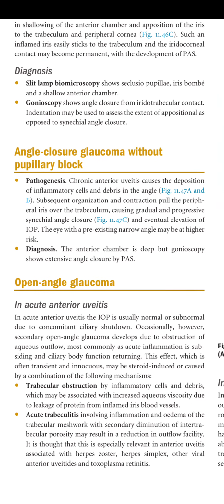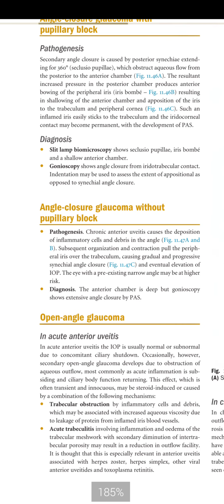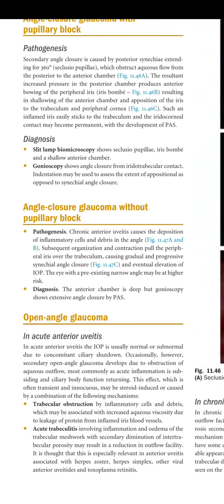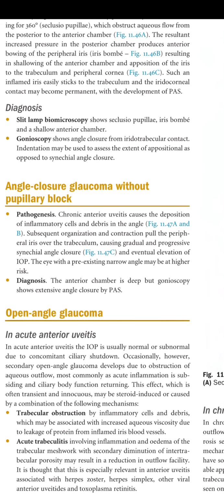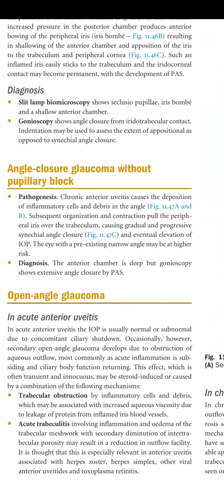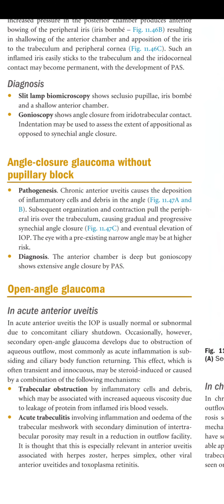So what is open angle glaucoma in the case of inflammatory glaucoma? In acute anterior uveitis, the IOP is usually normal or subnormal due to concomitant ciliary shutdown. So there is an ongoing ciliary body shutdown as well, so there can be normal or subnormal IOP. Occasionally, however, secondary open angle glaucoma develops due to obstruction of the aqueous outflow, most commonly as acute inflammation is subsiding and ciliary body function is returning. This effect, which is transient and innocuous, may be steroid induced or caused by a combination of the following mechanisms.